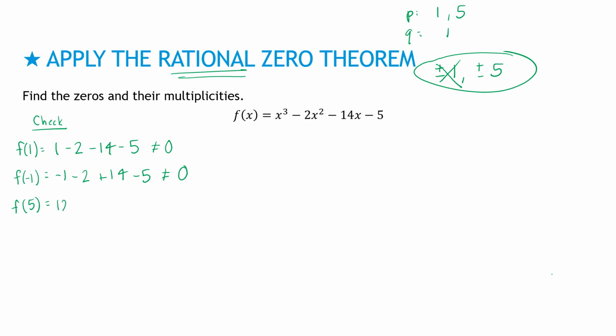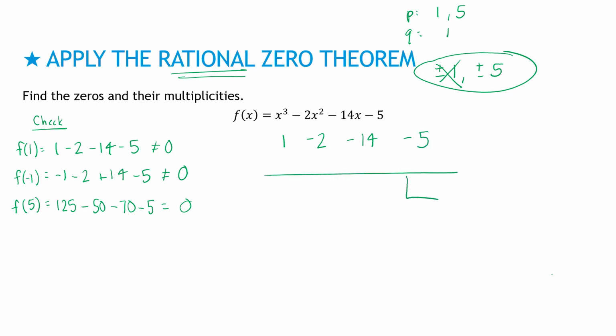X cubed would be 125 minus 2 times 5 squared, so that's minus 50. Minus 14 times 5, so minus 70, and then minus 5. This one's looking promising. 125 minus 50 is 75, minus 70 is 5, 5 minus 5 is 0. Yay, we can celebrate. Now, what does that tell me I can do? That means I'm going to start with 1 x cubed, negative 2 x squared, negative 14x, and negative 5.